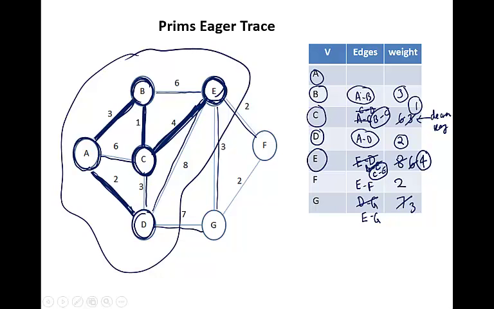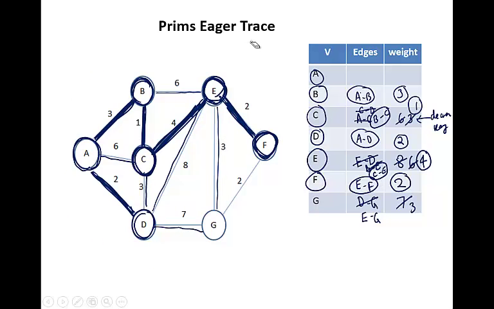Now I can pick the minimum thing from the priority queue. So that would be this edge and this vertex. So it's F here and the edge EF. And I'm going to color that right. And finally, I have EG.